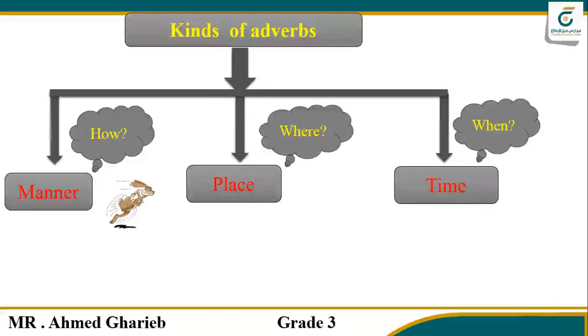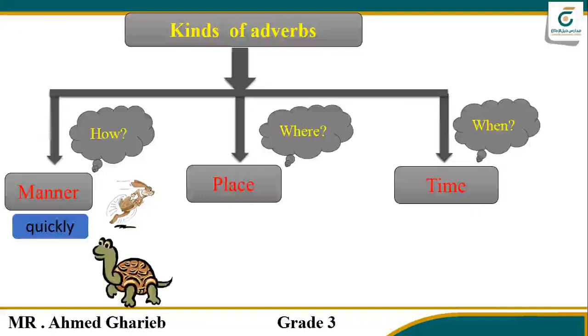If I want to describe how the rabbit walks, how, you'll say quickly. The rabbit walks quickly. If I ask you how the turtle walks, you will say slowly. So adverb of manner shows me how we do the verb. Okay, what about adverb of place?